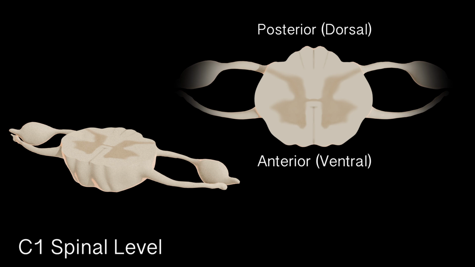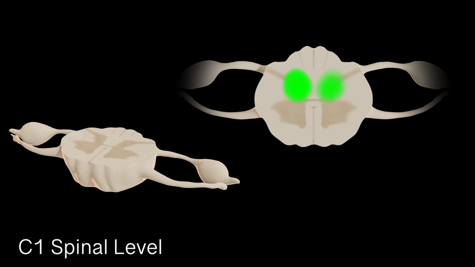dorsal side. On the dorsal side, you'll find the dorsal horn, which receives sensory input from neurons in the dorsal root ganglion. This is also where major sensory tracts enter the spinal cord, which you'll remember are the spinothalamic tract, which is responsible for pain and temperature sensation, and the dorsal column medial lemniscus tract, which carries fine touch, vibration, and proprioception information.